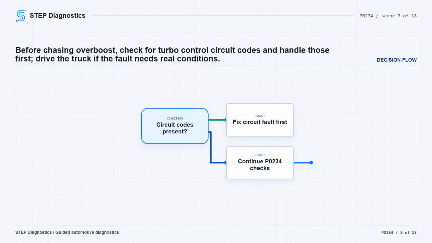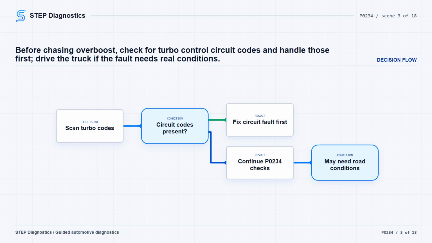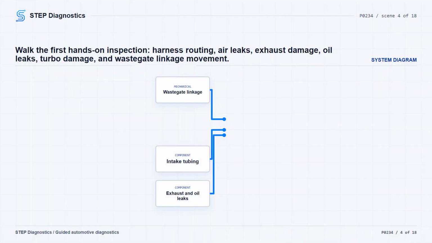If other turbocharger control circuit codes are present, diagnose and repair those first, before chasing P0234 or any range or performance concern. For P0234, once the circuit code priority is handled, move into the turbocharger system checks. If the original conditions are not happening in the bay, the vehicle may need to be driven to duplicate the conditions that set the fault. Next, do a careful visual inspection of the turbocharger system.